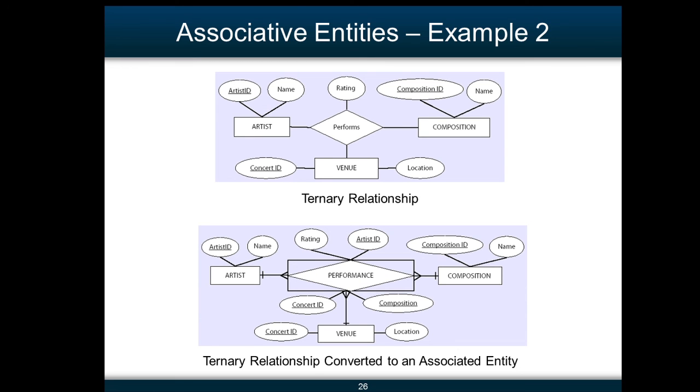Another example, this is a ternary relationship. If the relationship is ternary, or there are three entities in one relationship, the relationship becomes an associative entity. It becomes an entity. The performs now becomes performance in the second figure.